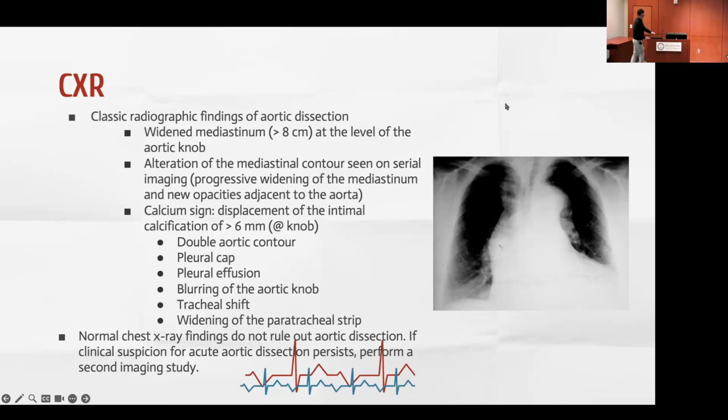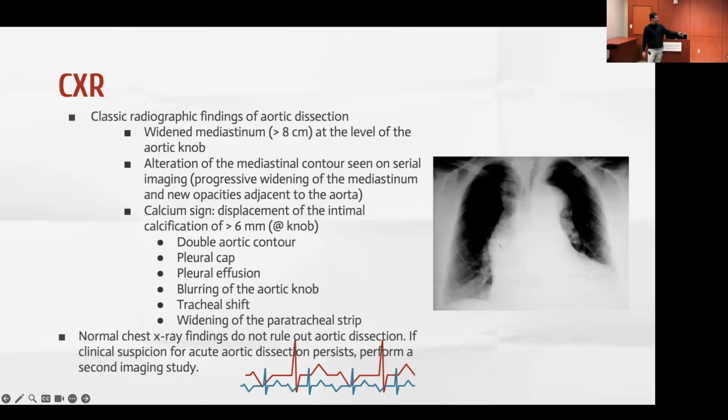And we also have here an altered mediastinal contour, calcium sign. So near the knob, you'll see like this streak. And this streak can be very indicative of dissection. There are other presentations that I've listed in those bullet points, such as pleural cap, pleural effusion, or tracheal shifts. But a lot of times a normal chest X-ray may appear.